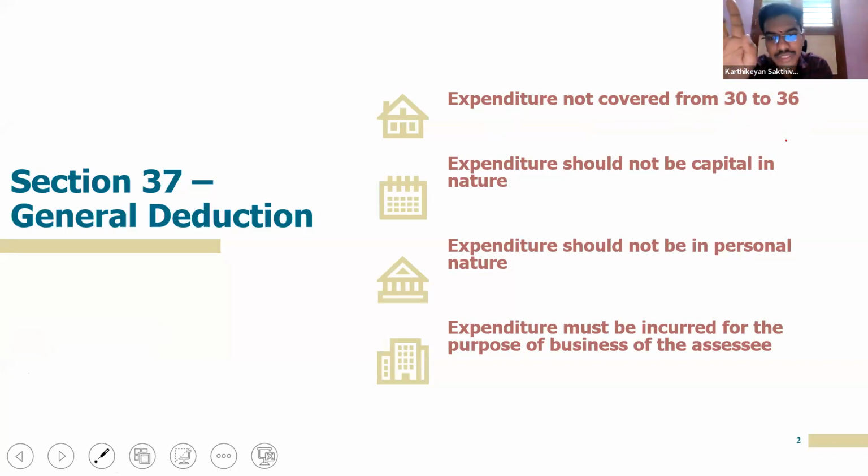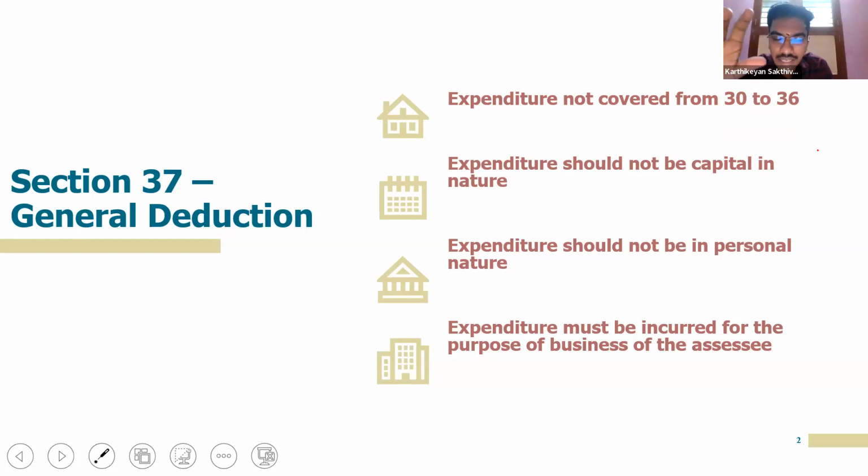If an item specifically has that nature, for example research, or the nature of a VRS, it has a specific provision. Rent and repairs, it has a specific provision. Depreciation, it has a specific provision. So if an expenditure is not in the nature covered from section 30 to 36, just assume in the Indian context what all the expenditures are there, and can everything be listed by the Income Tax Act? It is practically impossible, right?